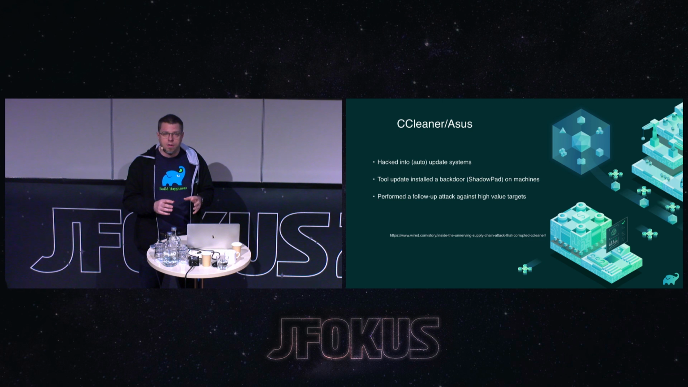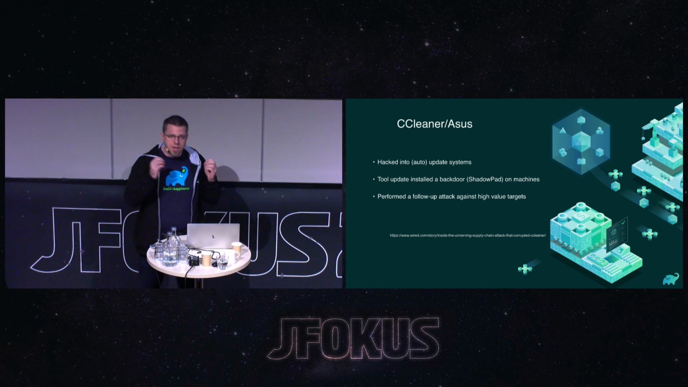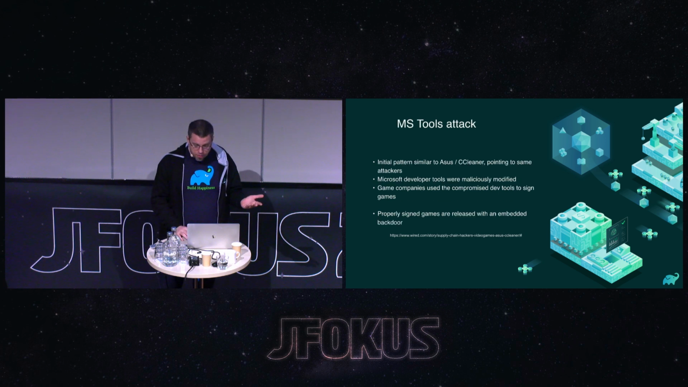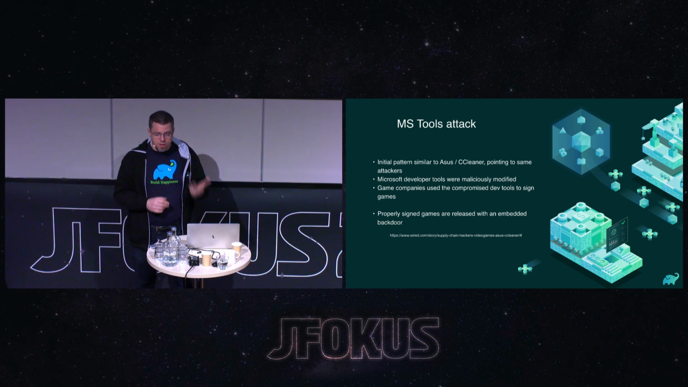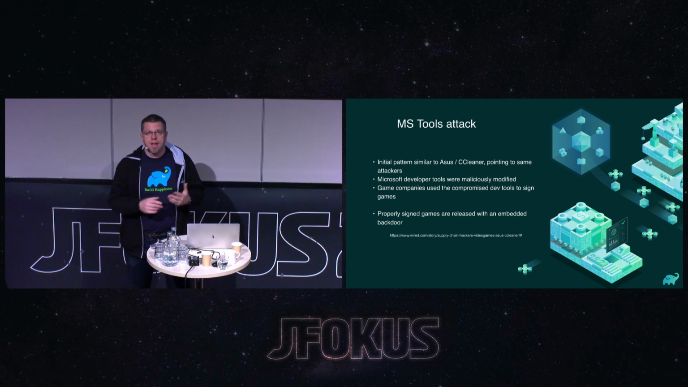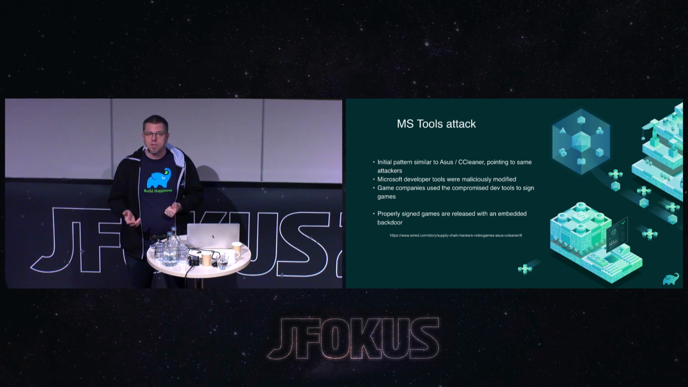From that information, they then performed targeted attacks on dozens of devices. So they effectively started something to get a large number of people infected in order to get access to a few critical systems. One of the linked attacks, because it has a similar execution plan, was the Microsoft tools attack. Same initial pattern: through a few targeted attacks, they managed to compromise a series of tools for development. These tools were then used by game companies that signed the binaries they produced.